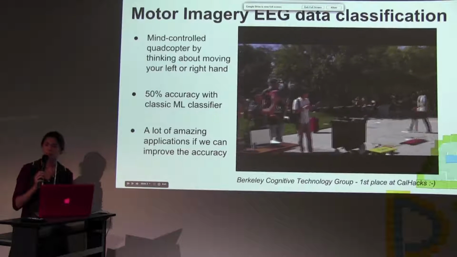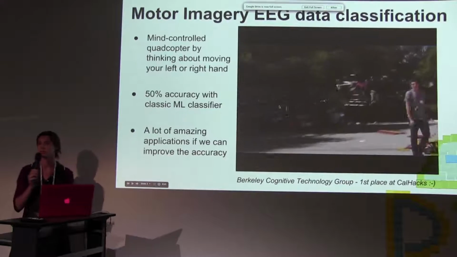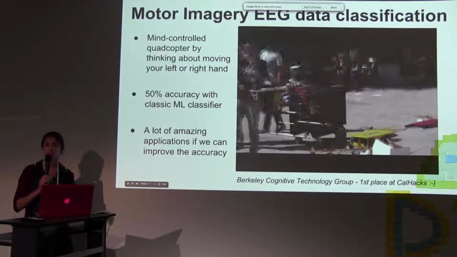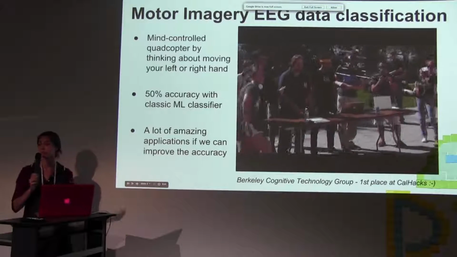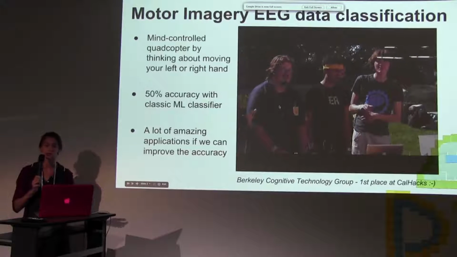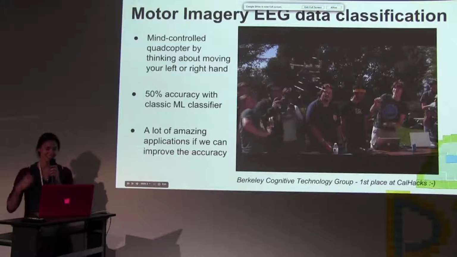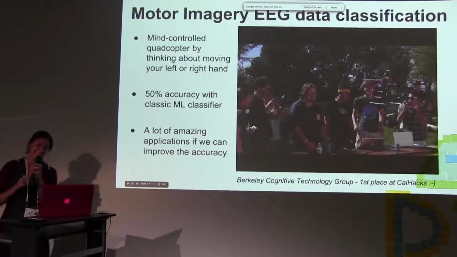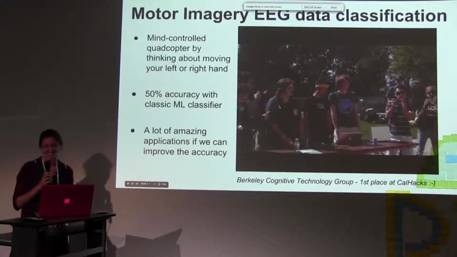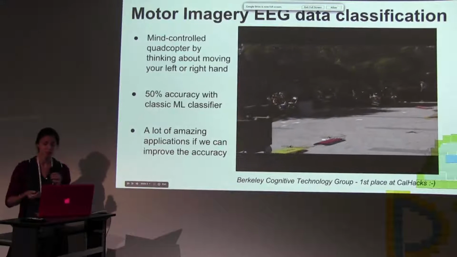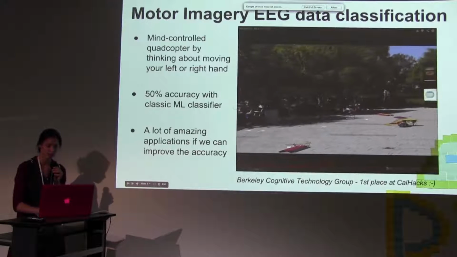But we want to increase this 50% accuracy. If we can get over that, you have potentially a lot of amazing applications. For example, for the disabled, controlling wheelchairs with their mind is really amazing. So I really wanted to try NuPIC, to see if you're going to get crashed by this quadcopter. The idea is to use NuPIC to hopefully get a higher accuracy rate.